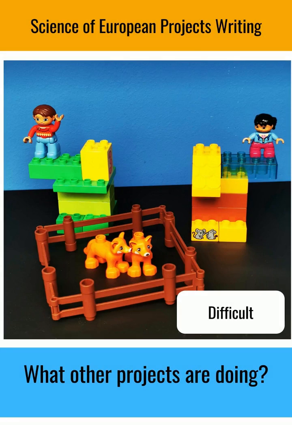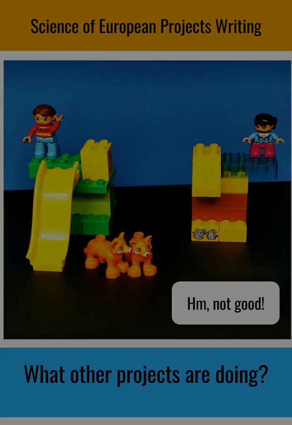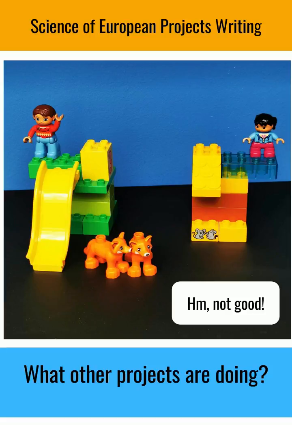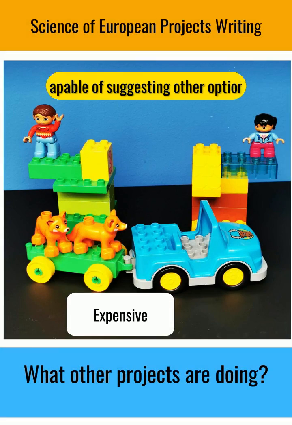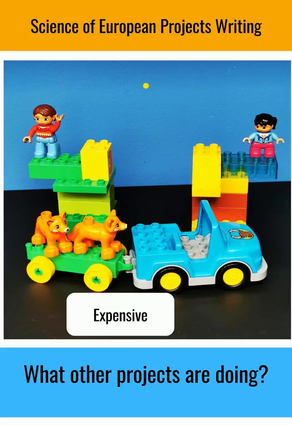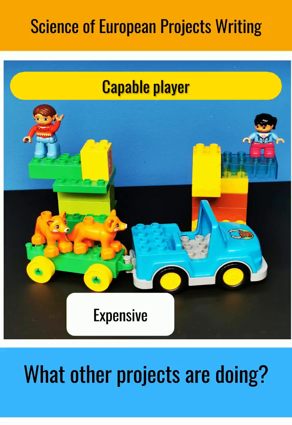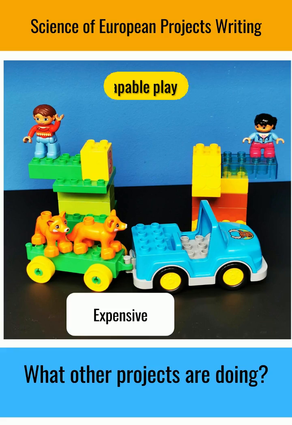What other projects already did in this field? Probably you are not solving the same problem for the first time. You need to tell evaluators what other teams with their project already tried. It would help if you show that you have a complete overview over the field, so you are capable of suggesting other options. Teams are often afraid to write about other projects because they think that evaluators might not like their project. But the truth is, the evaluators need to know that you are a capable player, and a capable player knows other solutions.